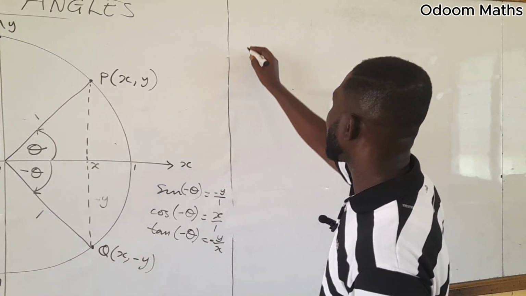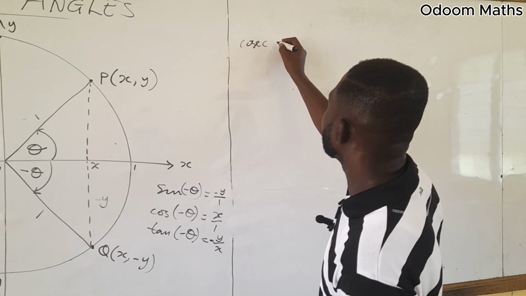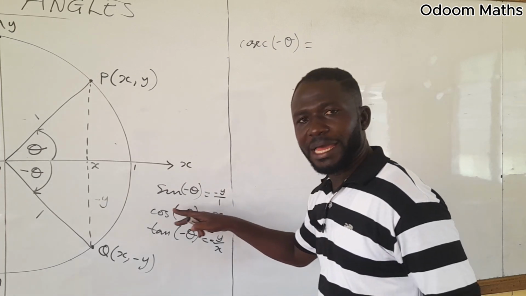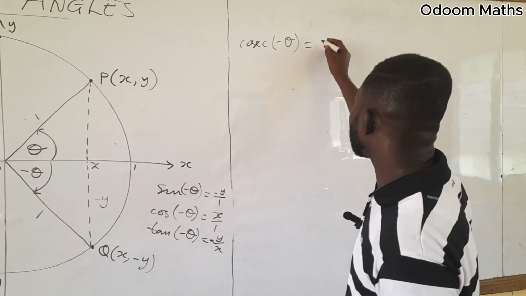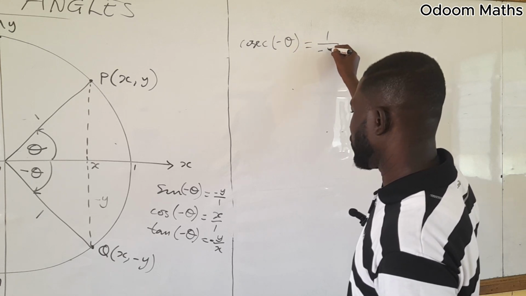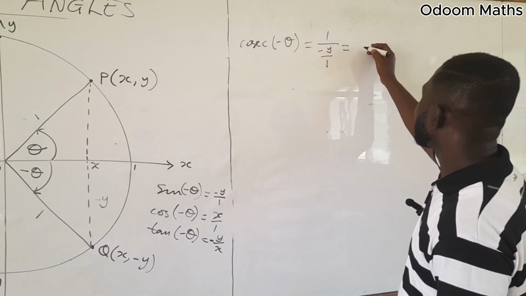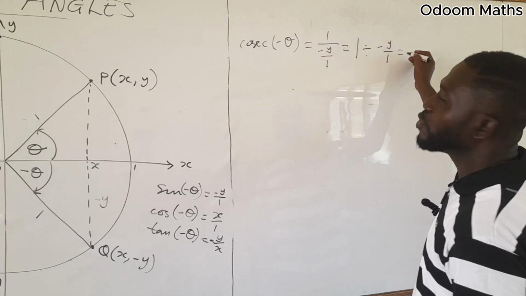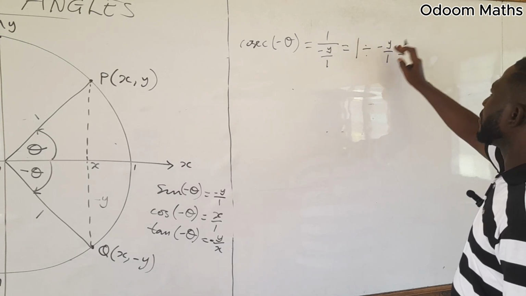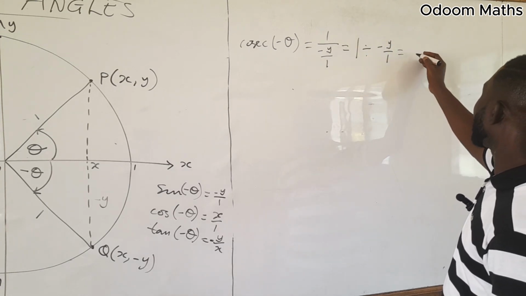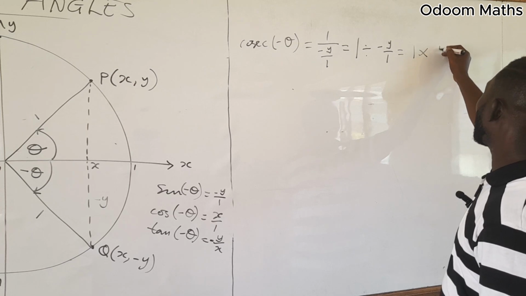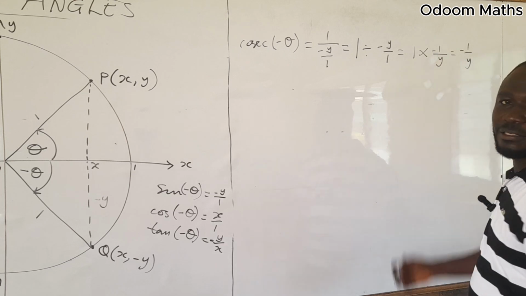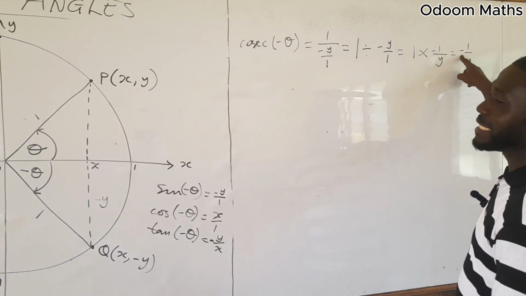So for sine, we have 1 over sine, which is cosec. Cosec negative theta, and cosec is 1 over sine. So that is 1 divided by negative y over 1. We know the rule: this turns upside down and we change it to multiplication. So that is 1 times 1 over negative y, which is negative 1 over y. Whatever happens, this will also give you a negative answer.